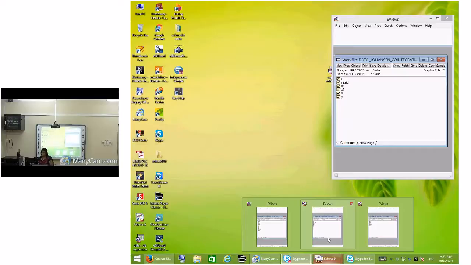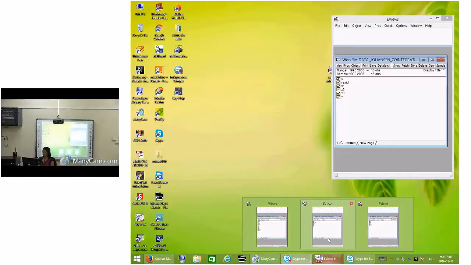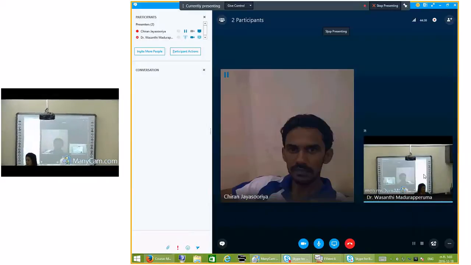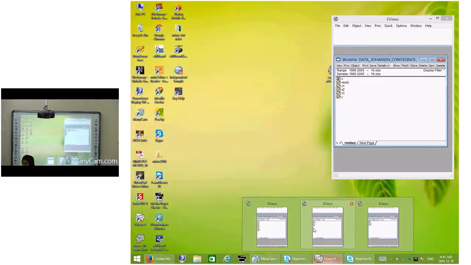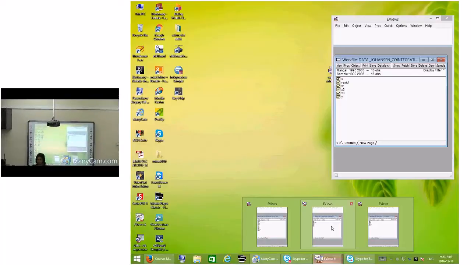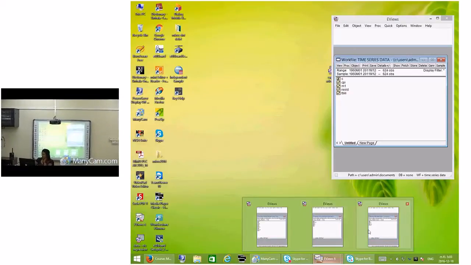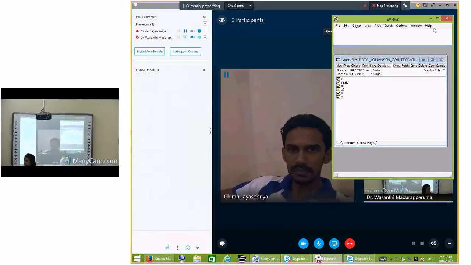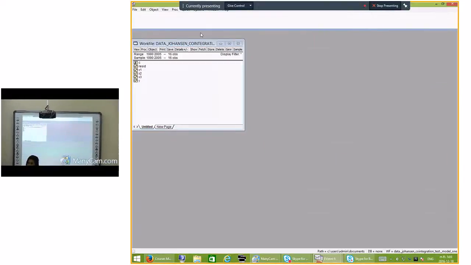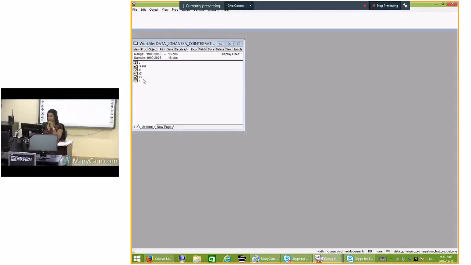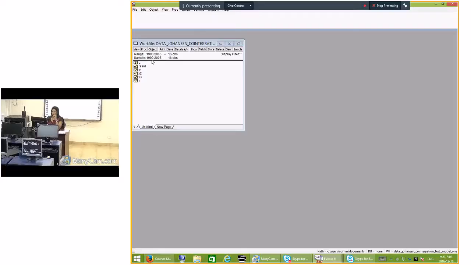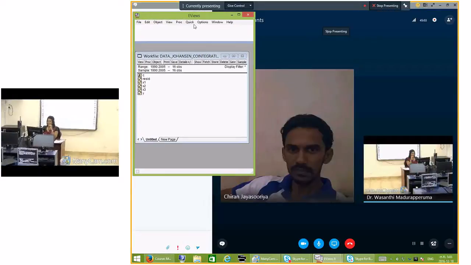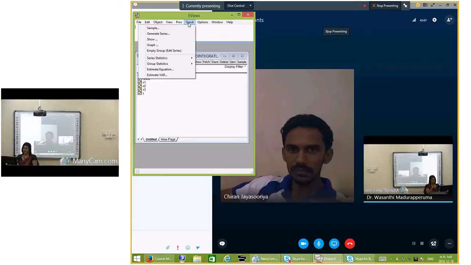Right, so now there are 3 data files I have uploaded to the LMS. Go to the first data set. Right, in this data set you have 3 variables, x1, x2, x3, and the dependent variable is y. Right, so what you need to do first is go to Quick, then Estimate Equation.